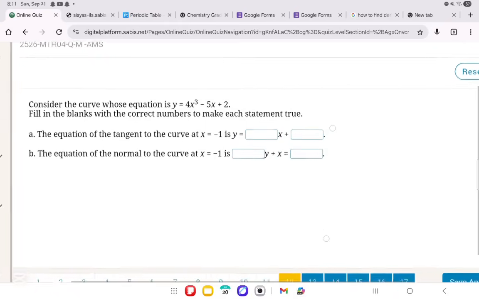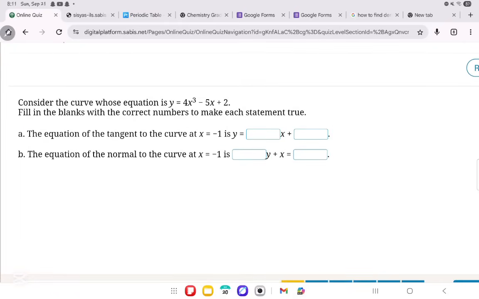Consider the curve whose equation is this number. Fill in the blanks with the correct numbers to make each statement. So, what do we have in this scenario? We have the curve whose equation is this. They want the equation of the tangent to the curve.